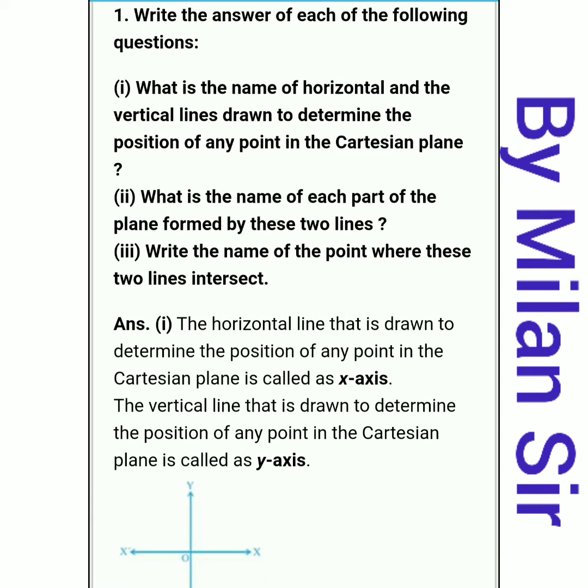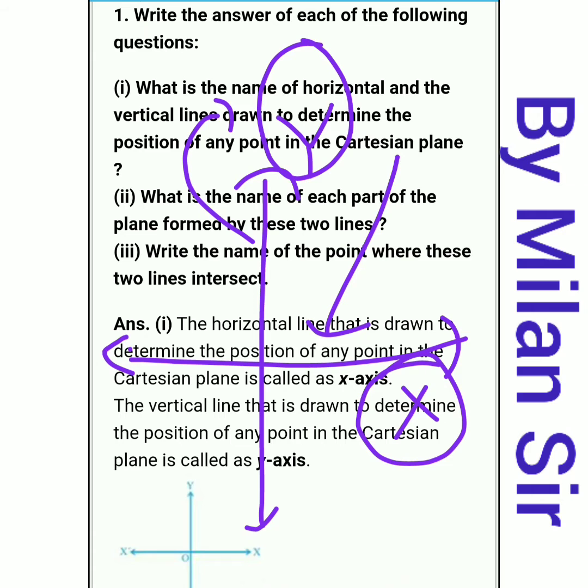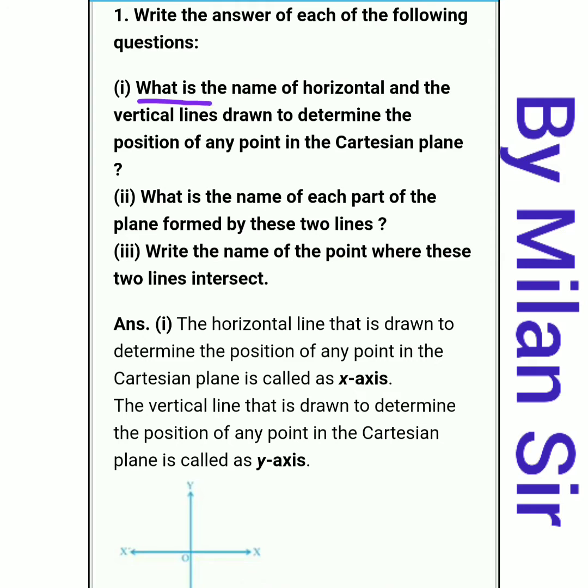Here we have one figure. Now to represent any point on the Cartesian plane, first of all we need to draw the x-axis and y-axis. These two lines we need to draw. Out of these two lines, the horizontal line is our x-axis and the vertical line is our y-axis. What is the name of the horizontal line? It is x-axis, and the name of the vertical line is y-axis. So this is our answer. Horizontal line x-axis, vertical line y-axis.